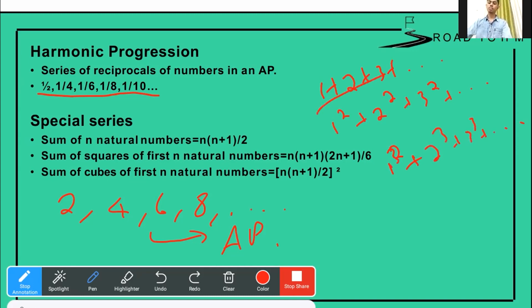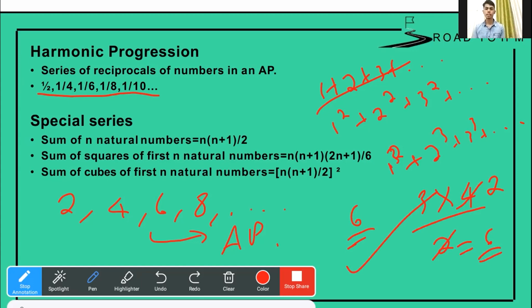You can even try this one out. For example, 1 plus 2 plus 3, the first three natural numbers. That would be 1 plus 2 plus 3 is 6. Let me use this formula. n multiplied by n plus 1 by 2, you'll get 3 multiplied by 4 by 2, right? n is 3 in this case, which is 6. I hope you got the points clear, right?